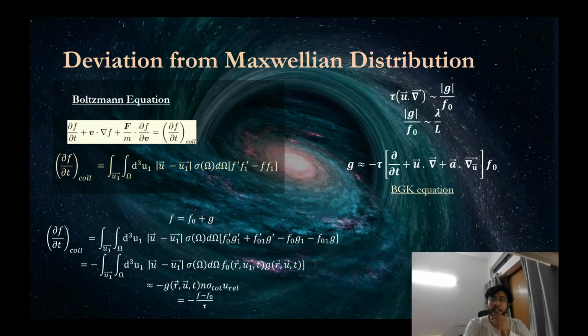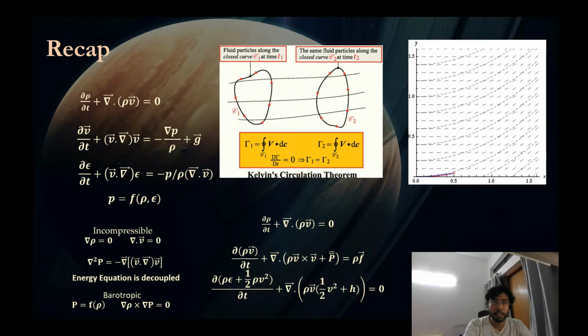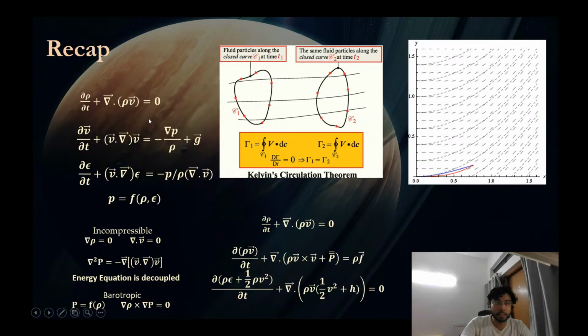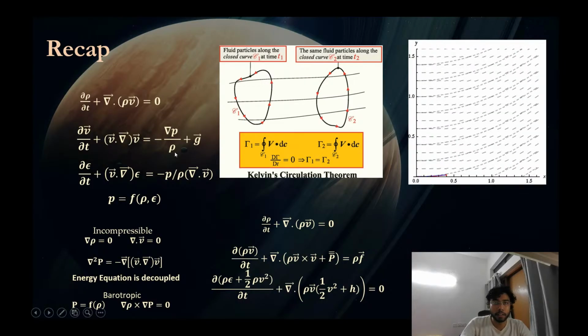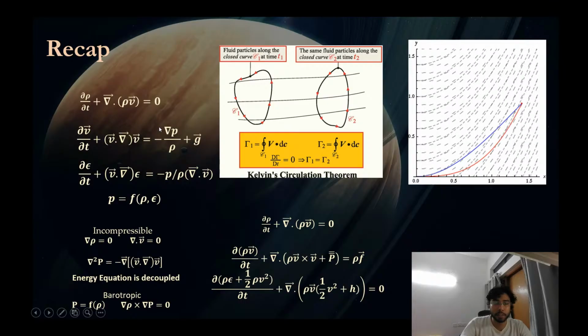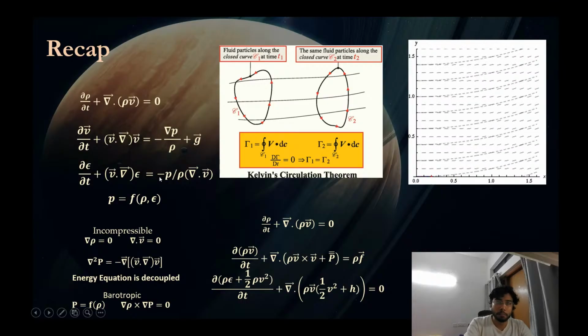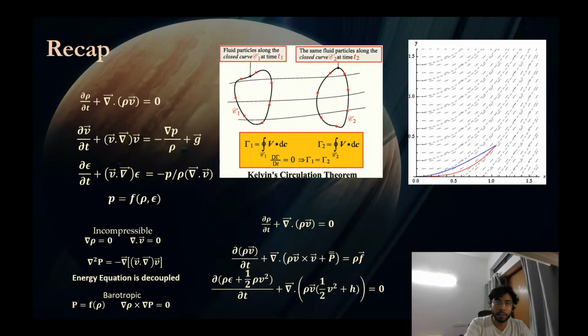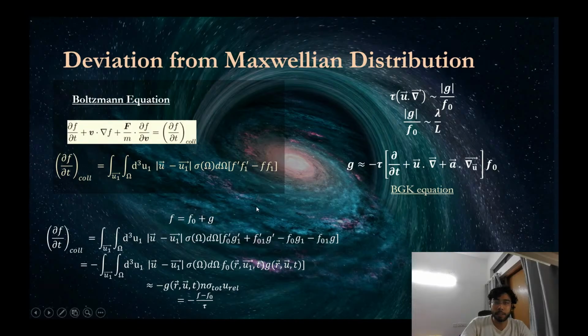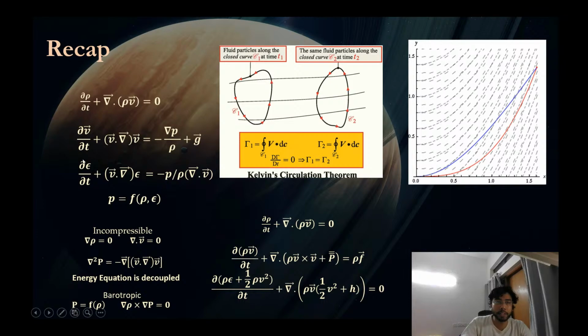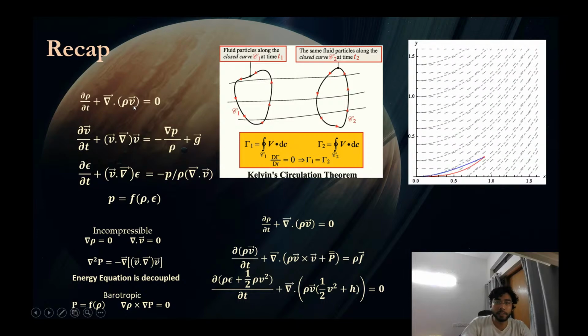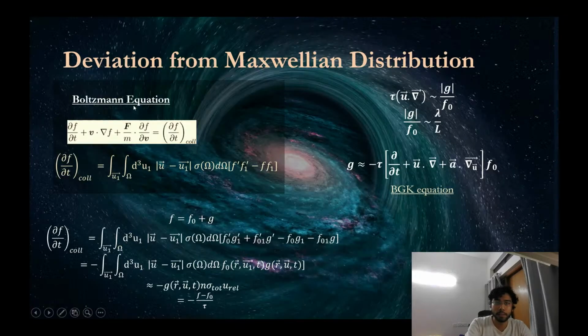Okay. So now, if you remember, we had derived these equations. These equations were derived assuming that all the distributions were Maxwellian. But now we know that there could be a deviation from the Maxwell distribution, which is given by G over here. So now we want to understand how these equations will change if we have a deviation from the Maxwell distribution, so if we have a non-zero G.